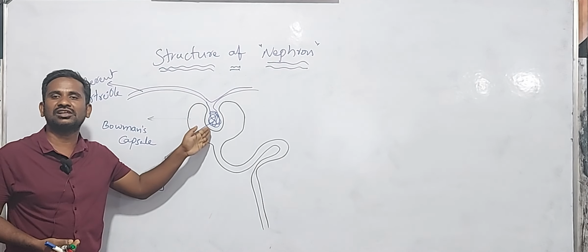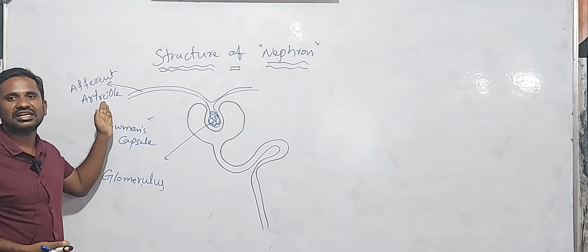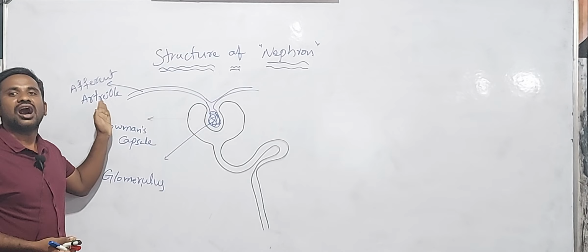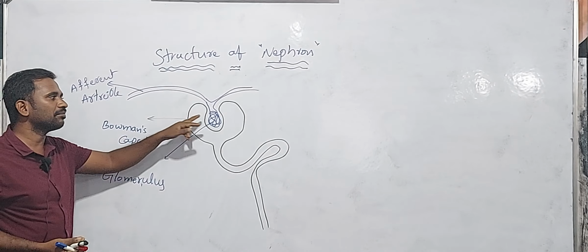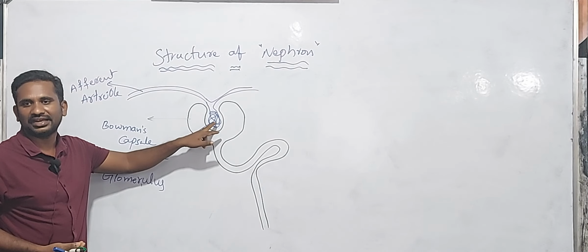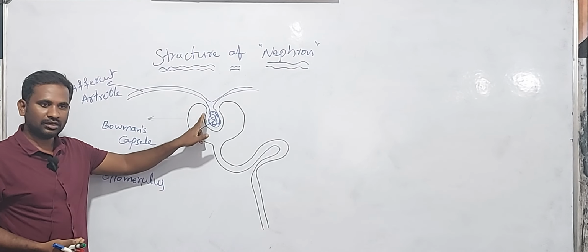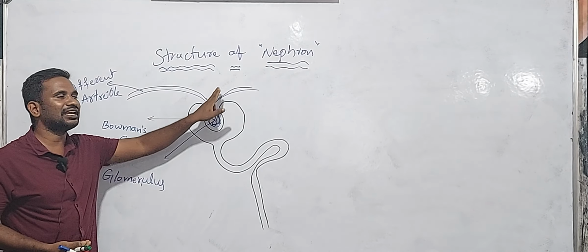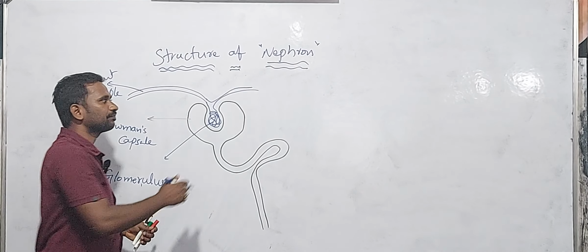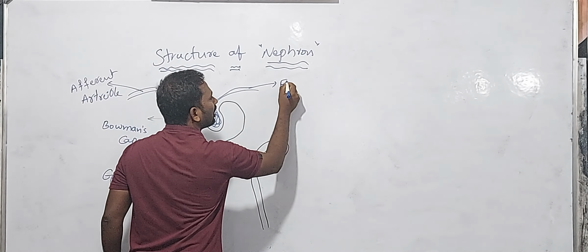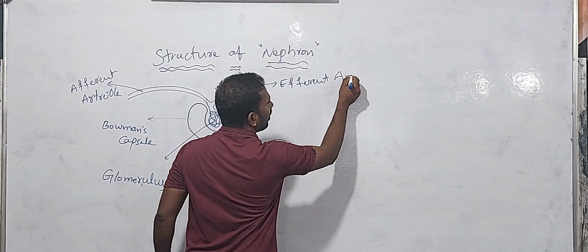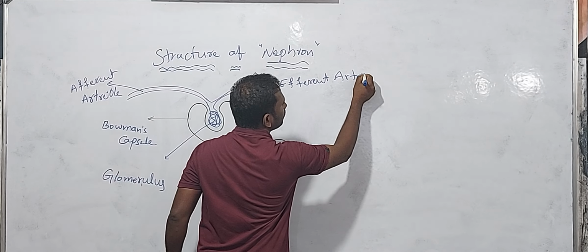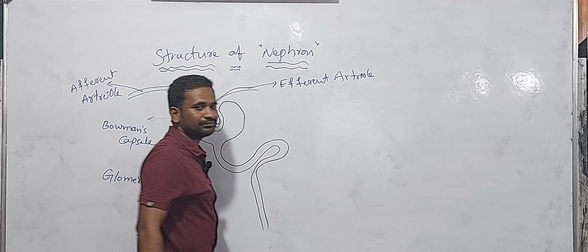This glomerulus is formed by the artery or arteriole. The artery comes as an arteriole, forms the blood capillary network, and comes out as an efferent arteriole. Okay.